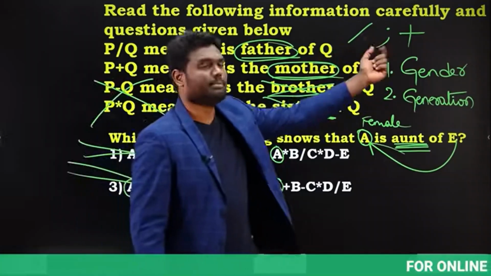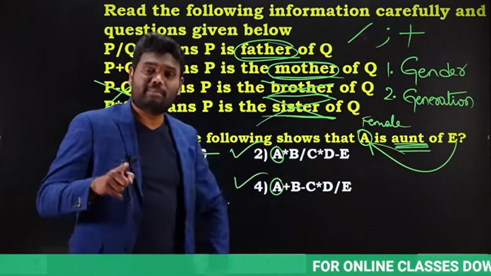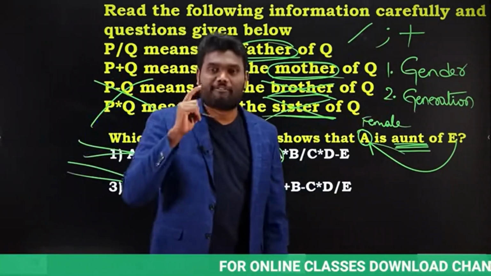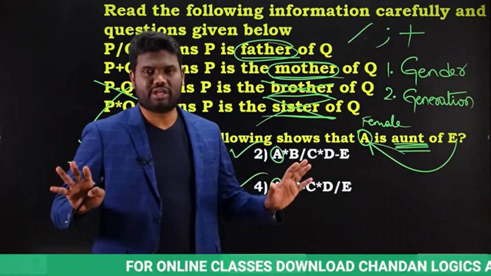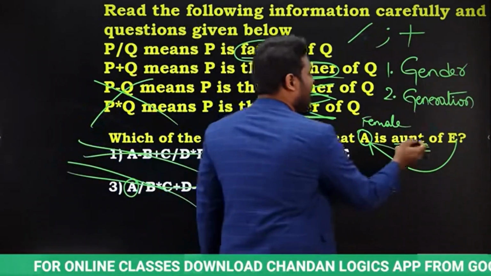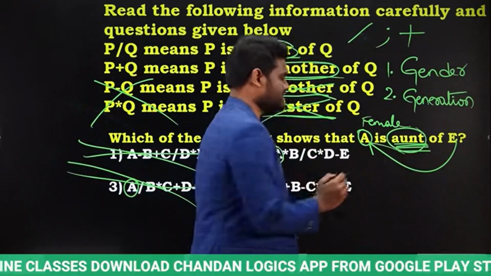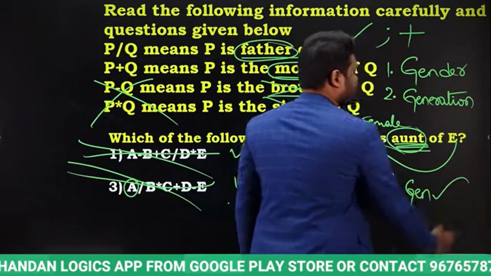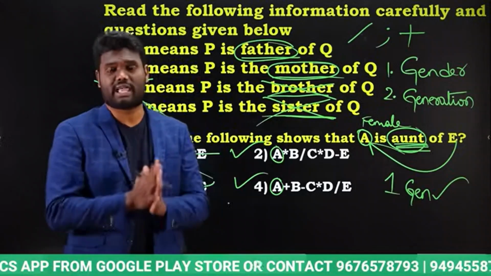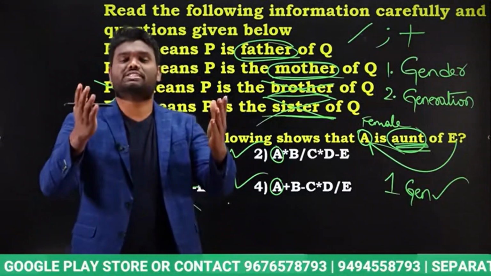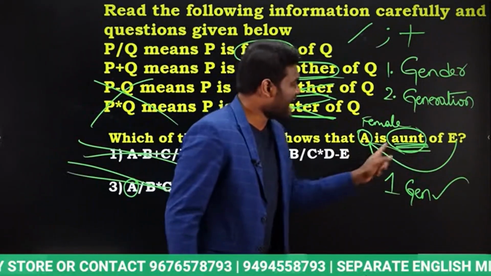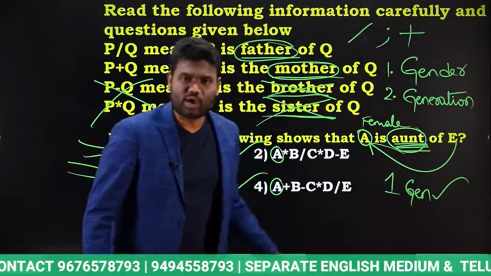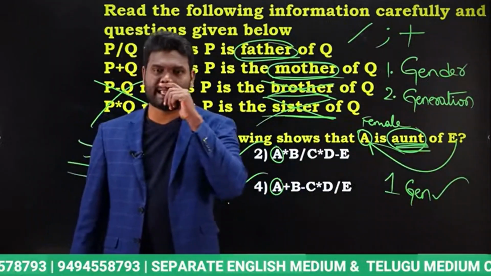So these 2 are not required. But these 2 are really important. Why? Because mother means you'll have a generation gap. Father also you'll have a generation gap. So it's really important. Now if you look here, aunt. Aunt means how many generation gaps? Aunt means 1 generation gap. As aunt means 1 generation gap, we need 1 generation gap between A and E. Let us check whether they have 1 generation gap or not.